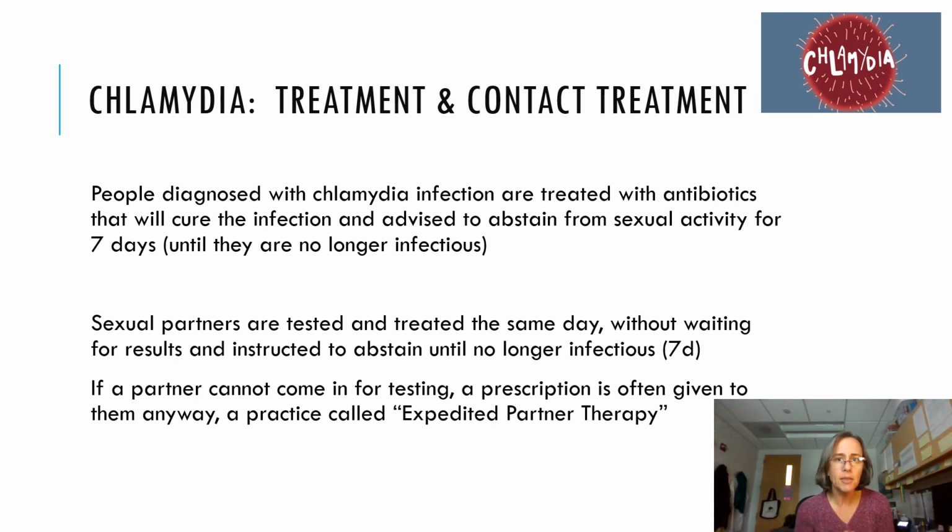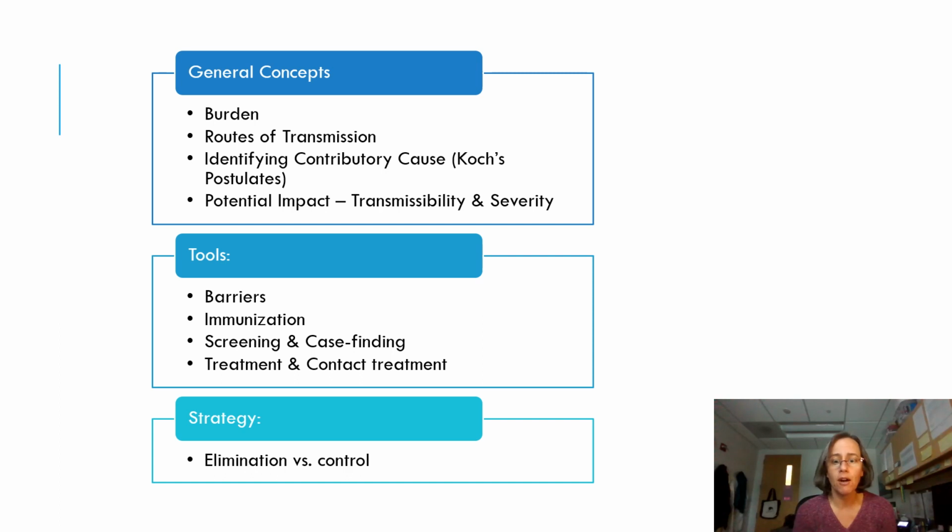If they can't come in for testing in the case of chlamydia, oftentimes what we'll do is we'll say, okay, well, as long as you're not allergic to this antibiotic, we're just going to call this in for you. And we're just going to treat you. We're going to assume that you have it. And this is called expedited partner therapy, and it's legal in many states in our country, although not all, right? Okay. So those are our 4 tools.